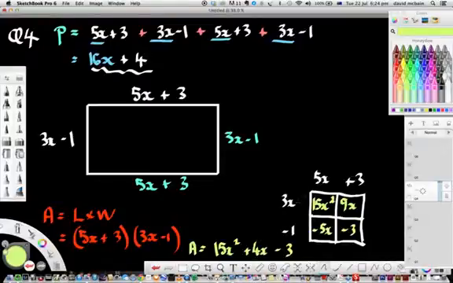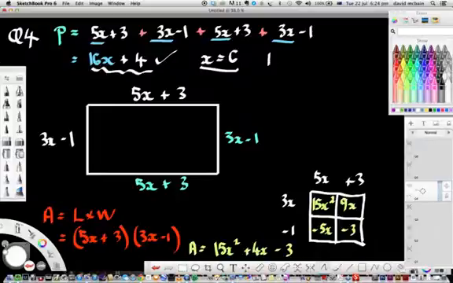So, to work out part C and D, part C we had to work out the perimeter when x equals 6. Well, which of these is our perimeter expression? Yes, it's this one. That's right. So we have to work out the value of the perimeter when x equals 6. So you know what to do now. You substitute x equals 6 into the expression. So the perimeter when x equals 6 will be 16 times 6 plus 4.